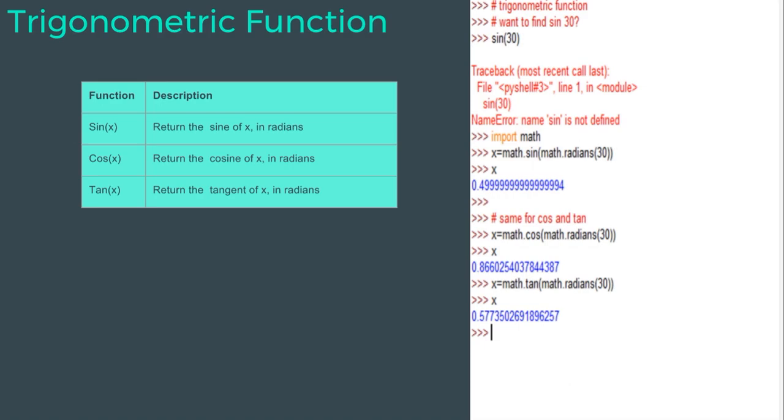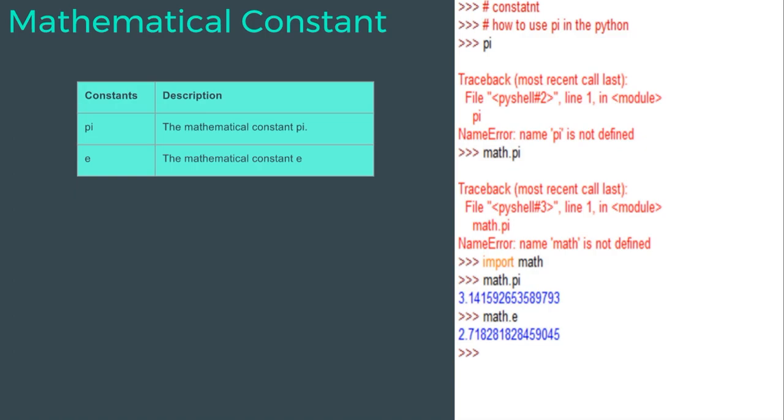Next is mathematical constants. If you want to use a mathematical constant in Python, you can't directly write pi in the IDLE cell. If you directly use pi in the IDLE cell, an error will come. So before that you have to write import math. After that you have to write math.pi. It will give the value of pi.